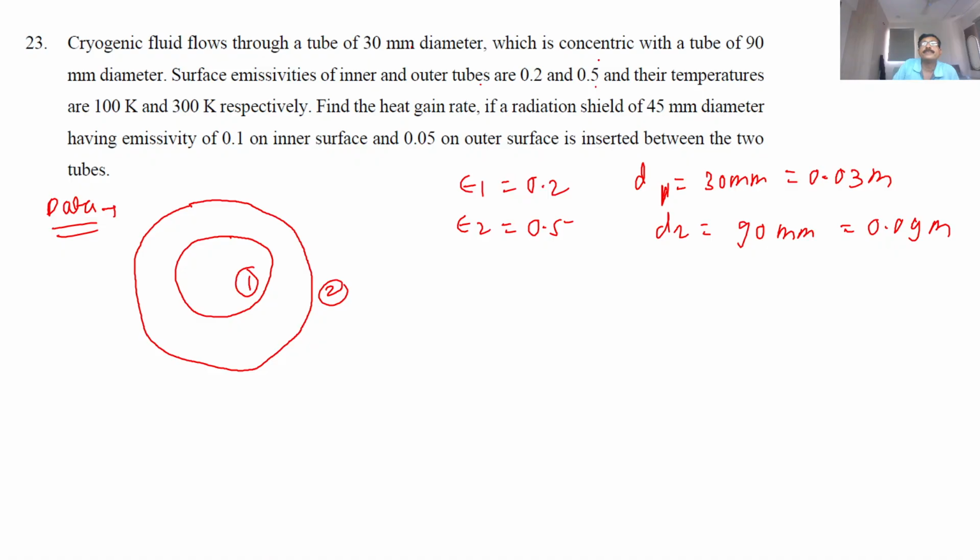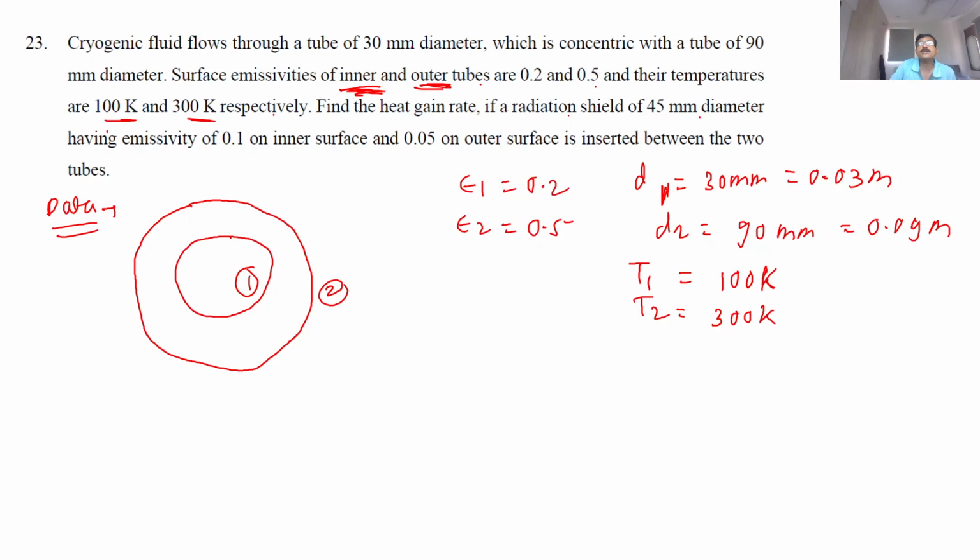Their temperatures are 100 Kelvin and 300 Kelvin. So the inner temperature is 100 Kelvin. Already it is in Kelvin, so no need to add 273. And T2 is 300 Kelvin, respectively. Respectively means inner and outer. So T1 is 100, inner, and 300, outer, respectively. Find the heat gain rate.